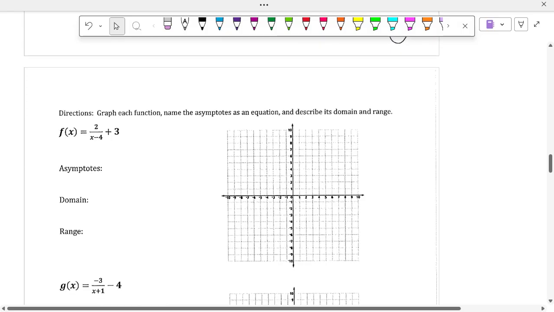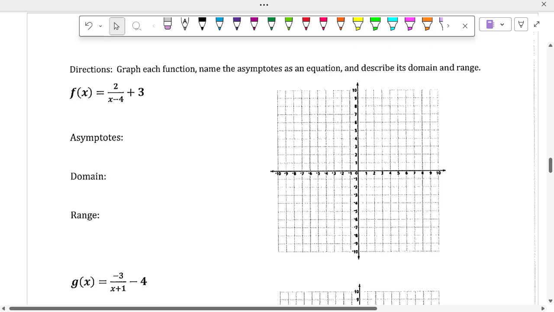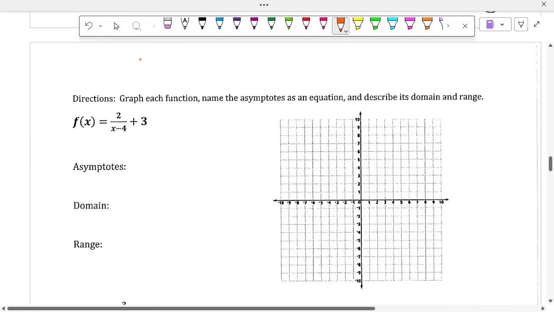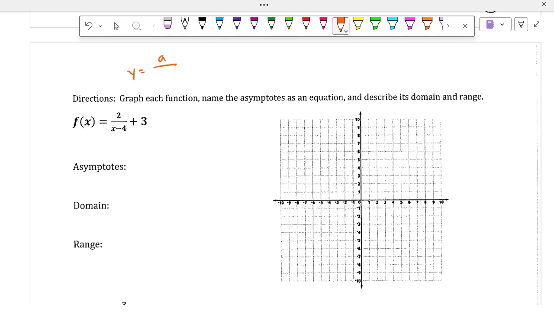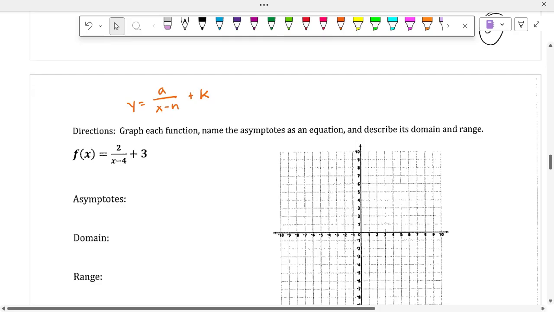So let's look at these right here. While we do this, we're going to think about the fact that our general form is a over x minus h plus k. Sorry, x minus h plus k. I don't know why I wrote that. All right, so this is what we're going to think about. So we're going to find our two asymptotes first, because that's going to give us an idea of where our graph's going to be.